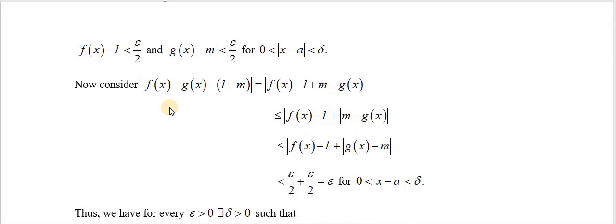So observe, equation 1 and equation 2 are not changing, because here we are not getting delta. Here, instead of delta 1 and delta 2, I am replacing with delta. Next, consider modulus of f of x minus g of x minus (L minus m). Minus into L is minus L, minus into minus m is plus m. f of x as it is, minus g of x as it is.